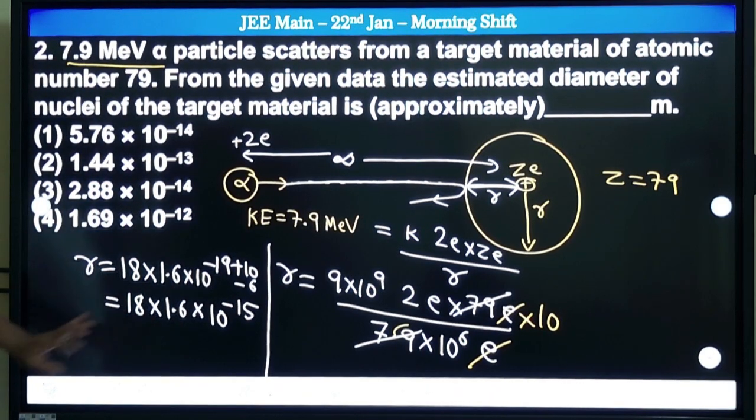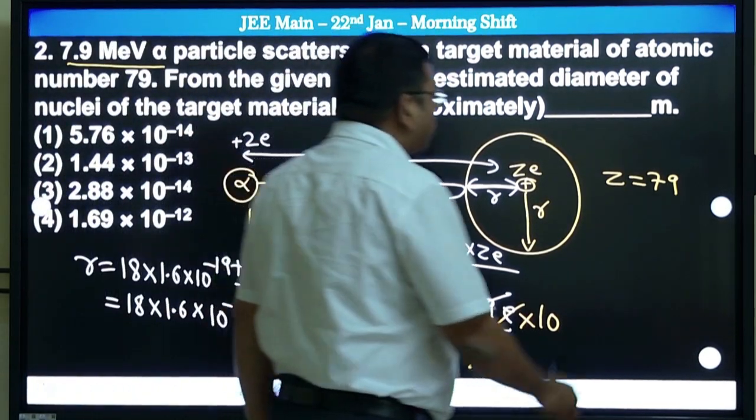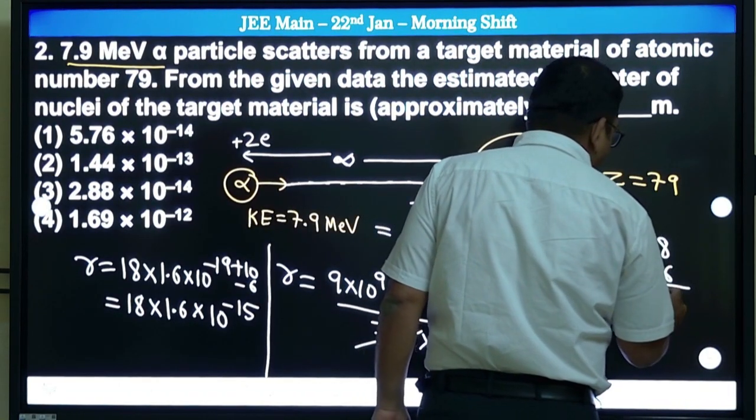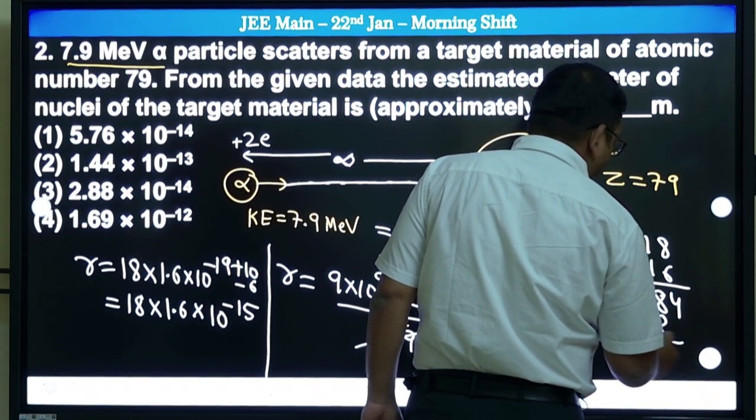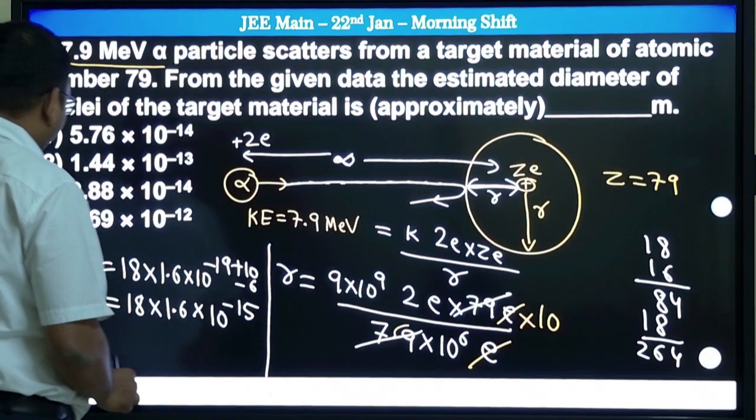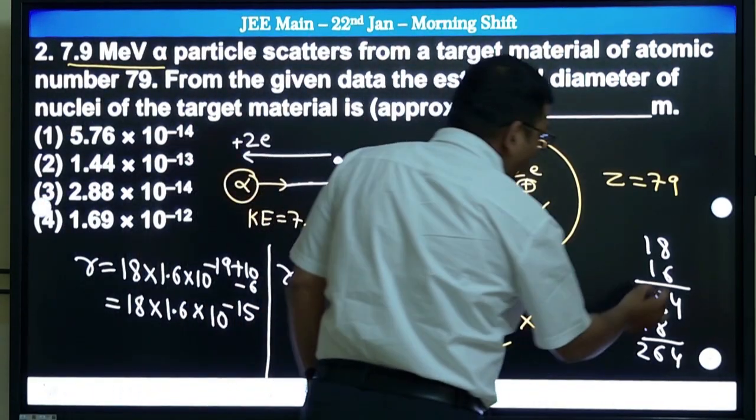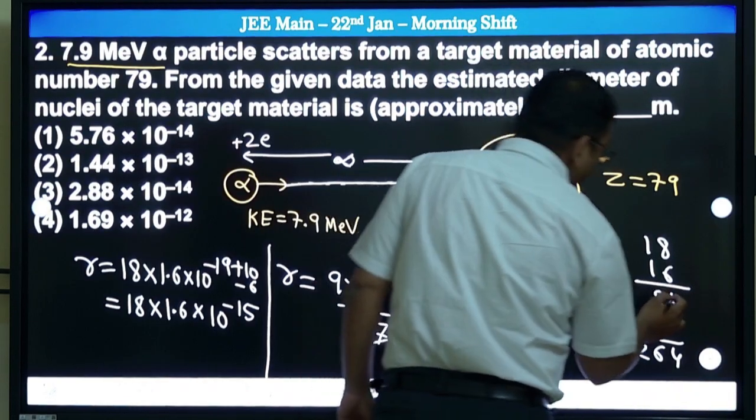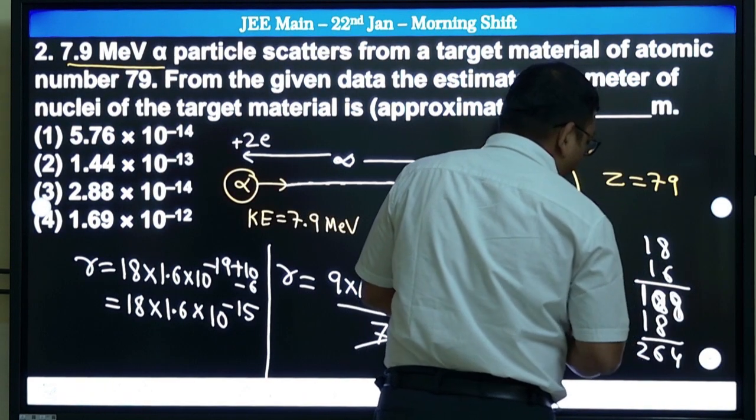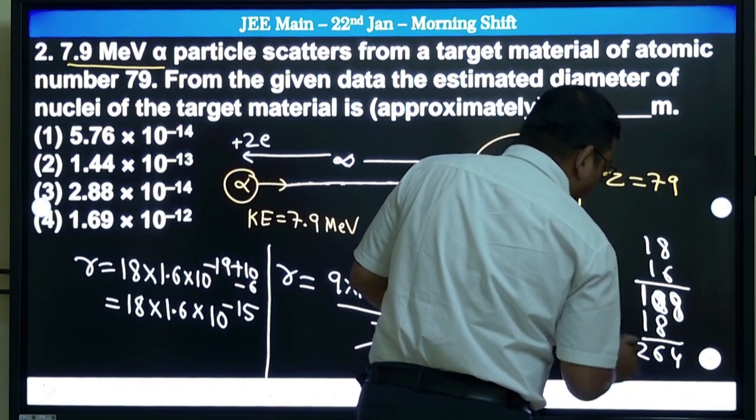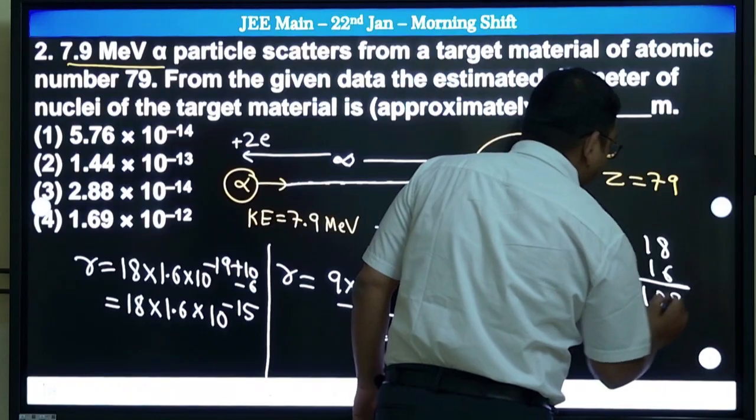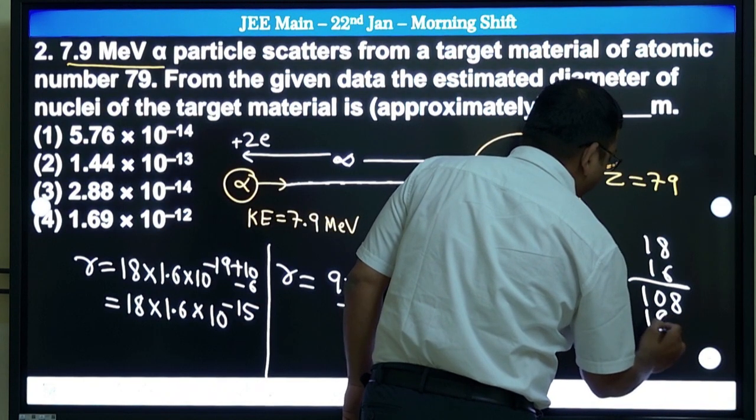Now here this you solve. 18 into 16, you do multiplication and solve quickly. 18 into 16, 8 into 6, 48. 4 factor will come. 108 will come here. So that will become 108, and this becomes 18.